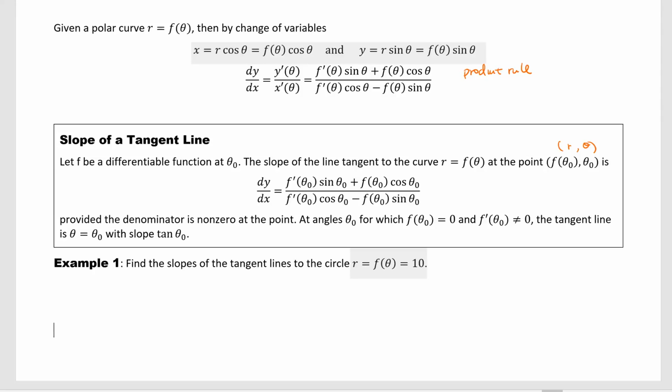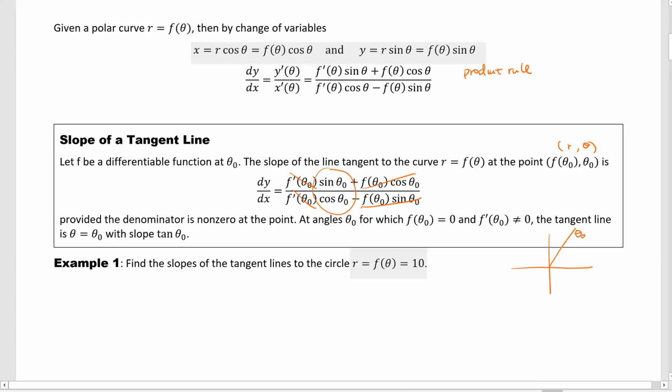What does that mean? At the angle theta 0, let's say this is theta 0, f of theta 0 is 0, and f prime theta 0 is not 0. In that case, when we plug it in, this is 0, so this term is gone. And because this one is not 0, they cancel out. Then we have tangent theta 0 over cosine theta 0, so that's why we get the slope is tangent theta 0.